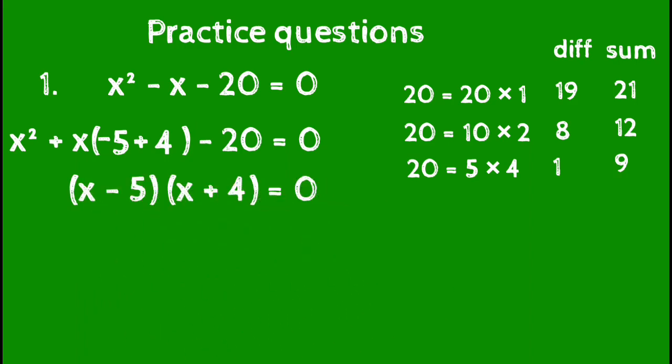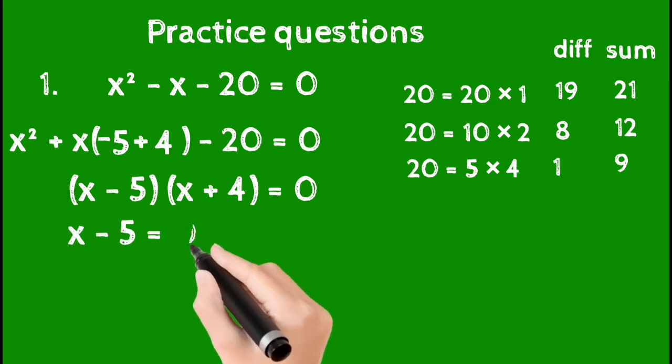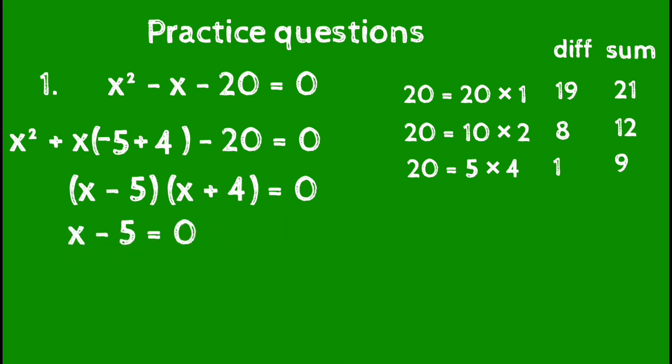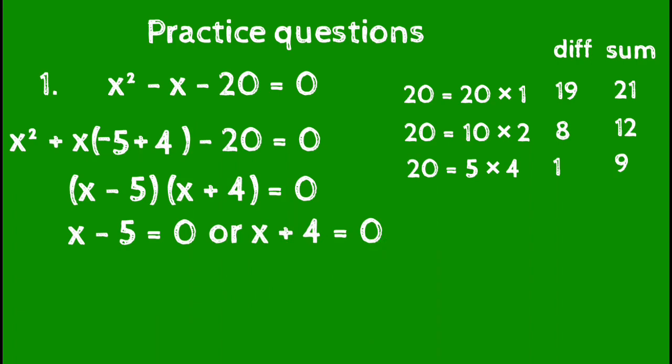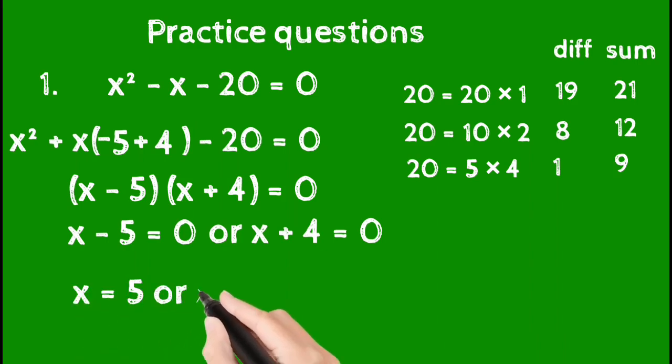Now, two binomials multiplying each other equal to 0 means one of the binomials is equal to 0: x minus 5 is equal to 0, or it can also be the other one, x plus 4 being equal to 0. Now I've got two simple linear equations that I can easily solve. Move the negative 5 across, becomes a positive 5, x equals 5. Move the positive 4 across, becomes a negative 4, x equals negative 4.